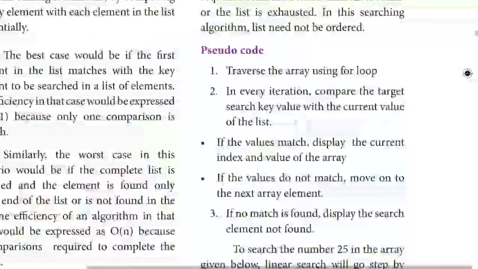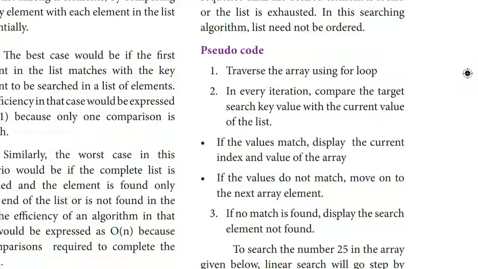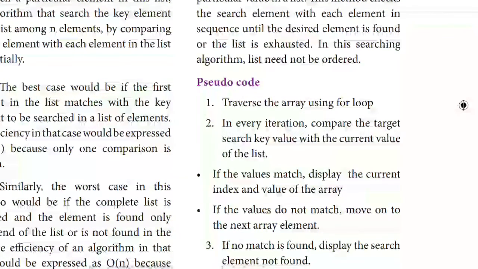Pseudocode. Here they have given some pseudocode. Pseudocode means the steps that have to be followed when you are using this linear search. First, traverse the array using a for loop. Traverse means accessing the elements of the list, accessing the data at least once, going through the number of data.